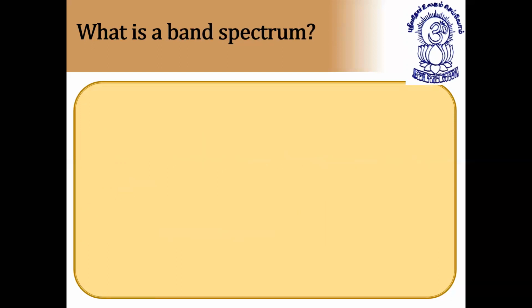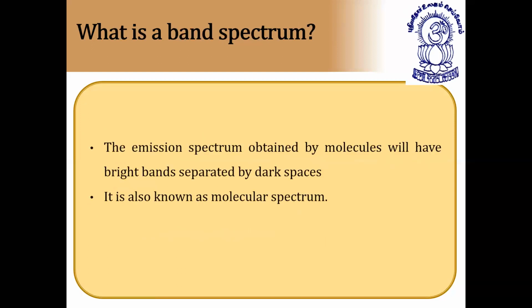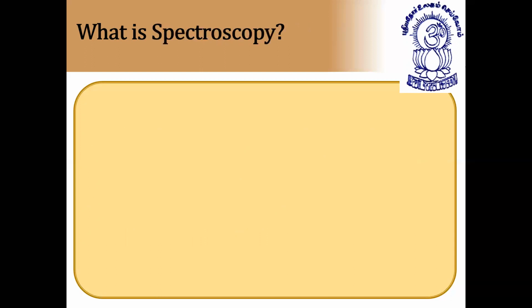Next we have band spectrum. The emission spectrum obtained by molecules will have bright bands separated by dark spaces. It is also known as molecular spectrum. So band spectrum is also a discontinuous spectrum.